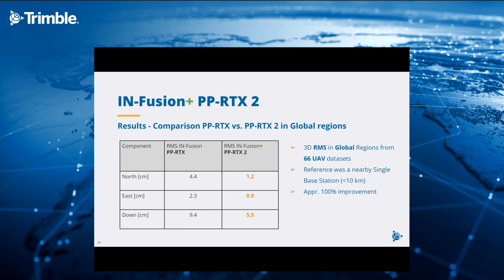So you can see how significant the performance has improved between those processing modes, given the fact that you also have those additional observables from Baidu. So this makes the new PP-RTX2 processing mode suitable again for short uncrewed airborne missions in both the global region and the fast region.